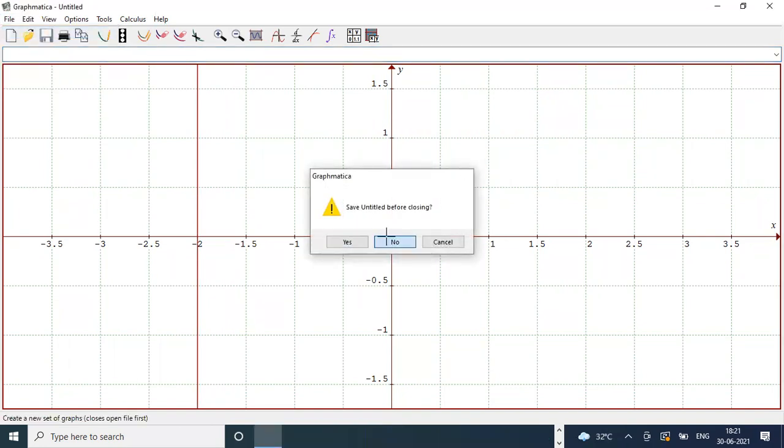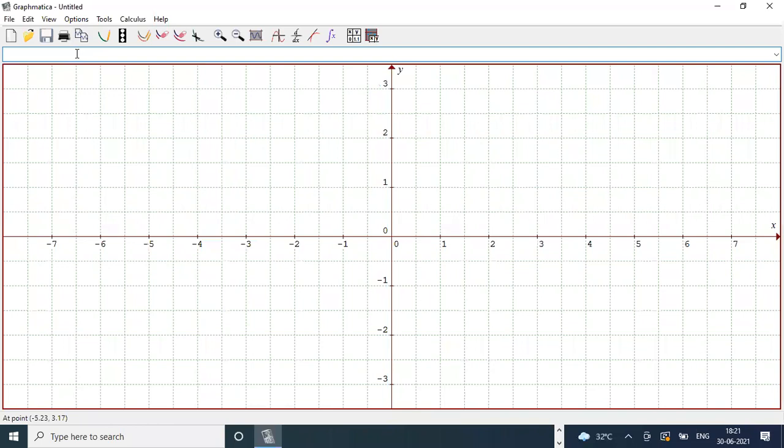To understand this graph, I have to give two parameters. Y is equal to x square minus 3x minus 10 is equal to 10. Yeah, this is a graph.